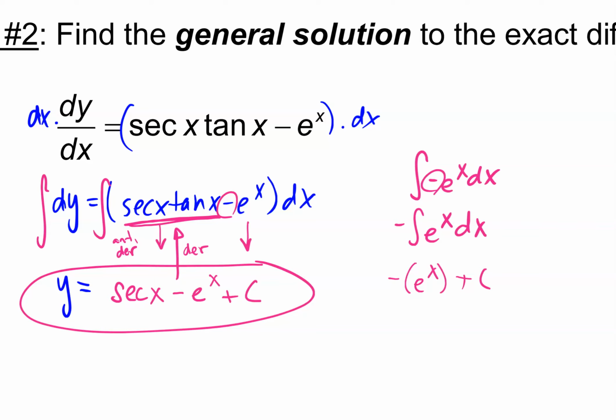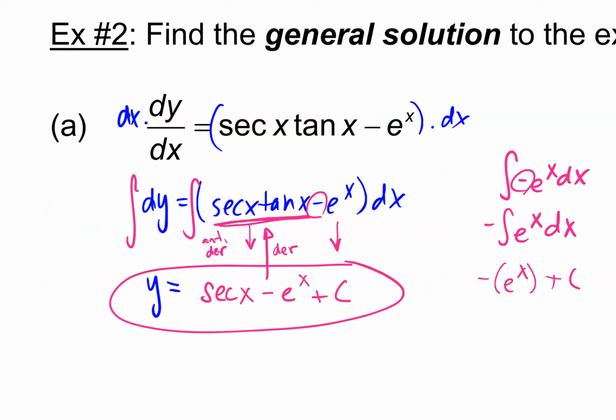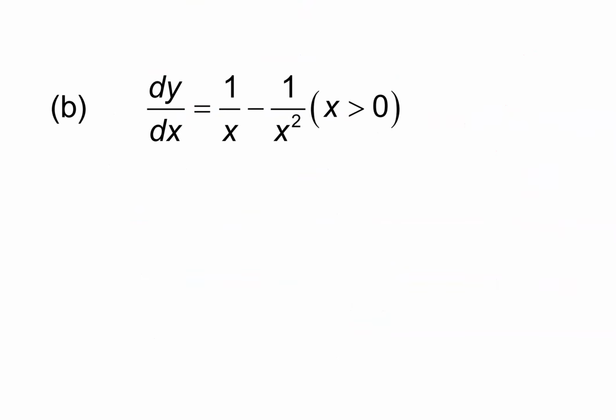But wait, you ask, what about on the left side? Technically, this part right here is y plus c. But what we just did on the first part, in example 1, was I moved all of my constants to the right side, and it's just going to be another constant. That's it. I only really need to have the one constant, so I'm done. All right, let's try the next one.